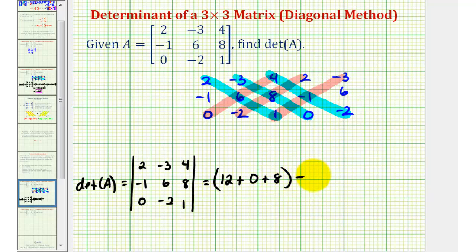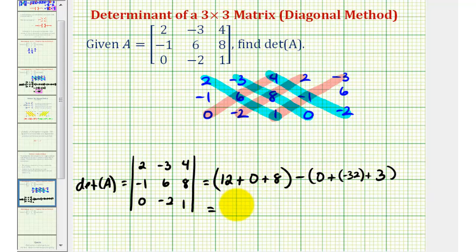And then we're going to subtract the sum of the product of the red diagonals, or the diagonals from the upper right to the lower left. So we'll have 4 times 6 times 0, that's 0, plus 2 times 8 times -2, that's -32, plus -3 times -1 times 1, which is positive 3.